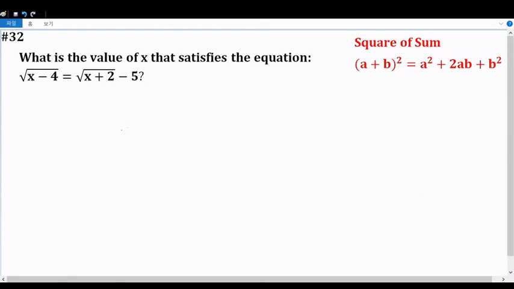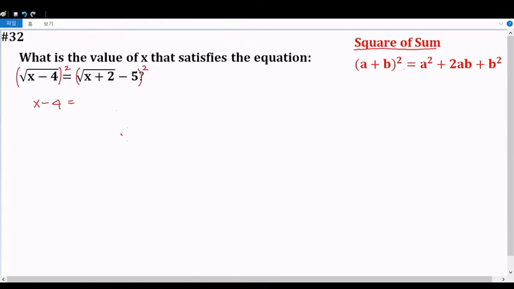Question number 32. What is the value of x that satisfies the equation square root of (x minus 4) is equal to square root of (x plus 2) minus 5? To solve for x, first we have to square both sides so we can get rid of the square roots. Square root of (x minus 4) squared is x minus 4. For square root of (x plus 2) minus 5 squared, we can use the square of a sum.